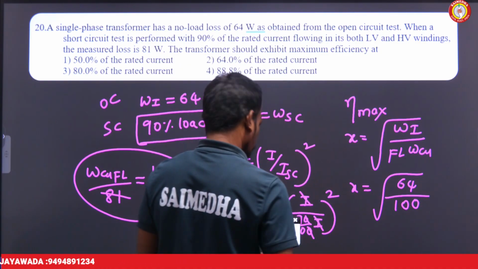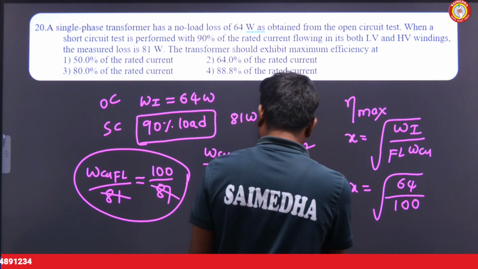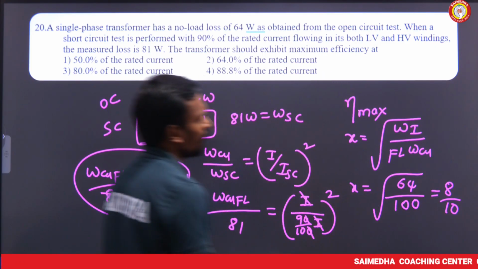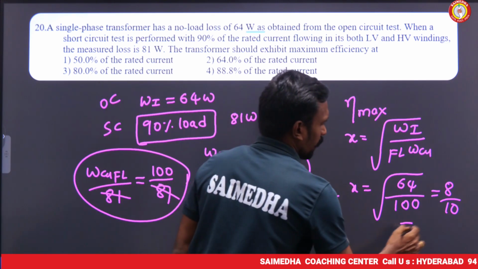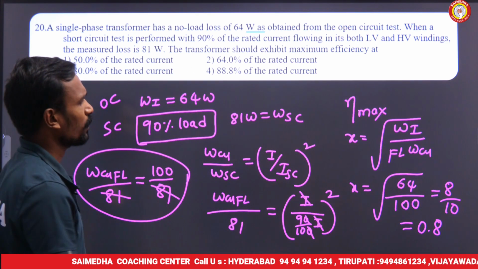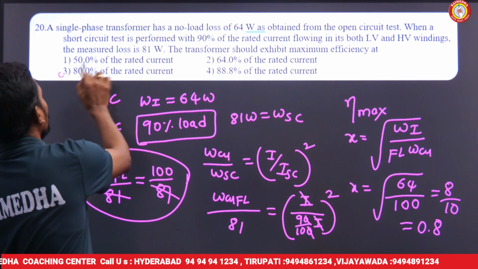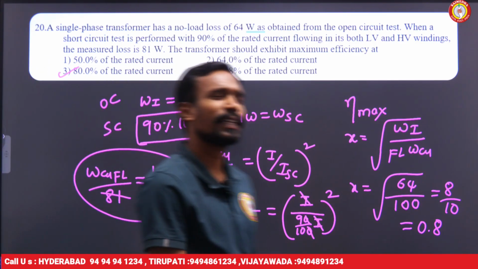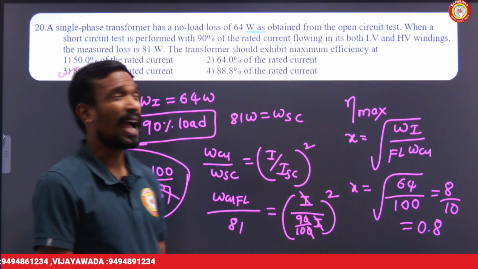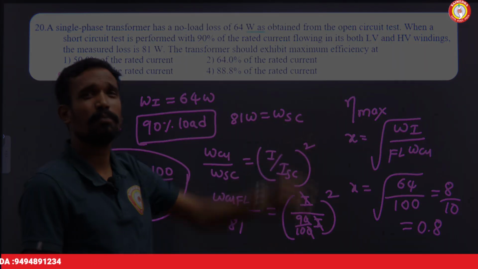So what is the answer? Root 64 is 8, root 100 is 10. 8 by 10th load is nothing but 80% of load. At 80% of the load current, we will get the maximum efficiency. Simple questions like this are actually important for us, sir.